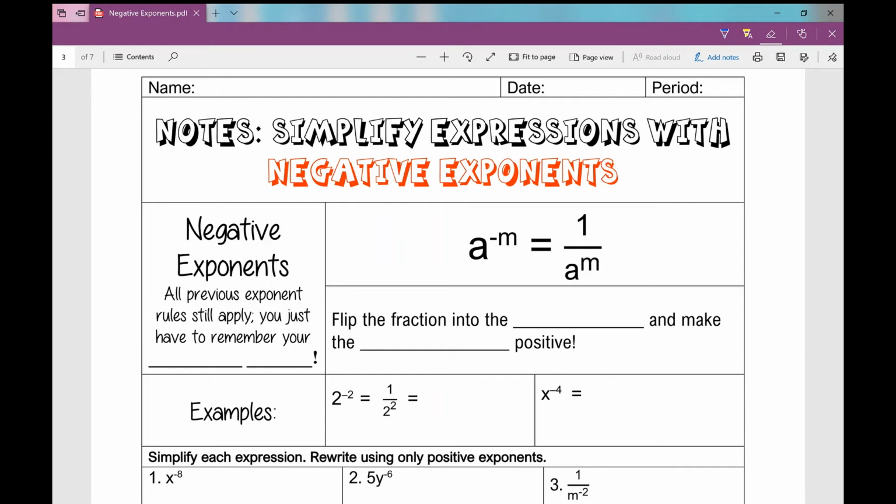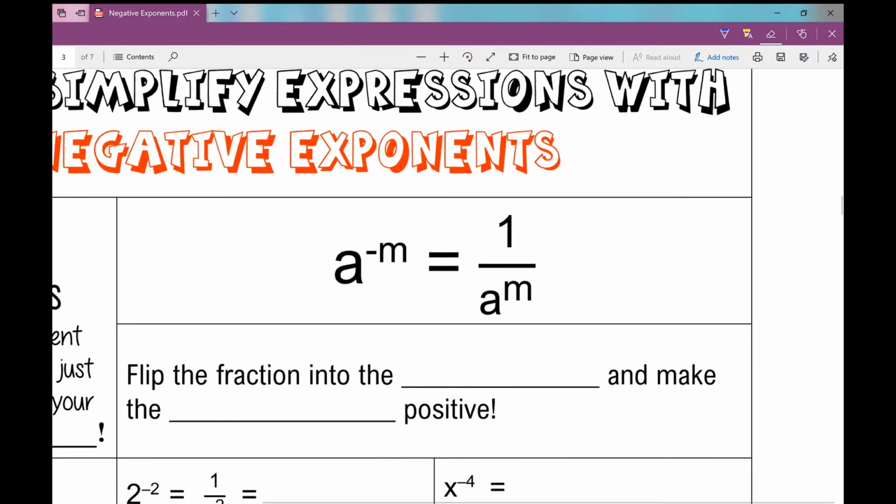Today's notes are over simplifying expressions with negative exponents. So I like to introduce negative exponents by first just talking about what exponents are.